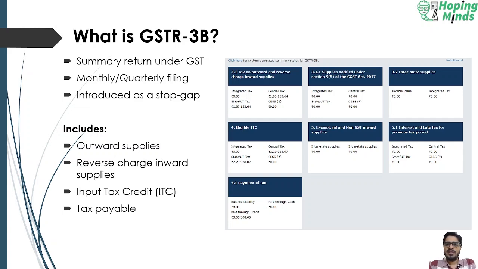So what does a GSTR-3B return include? It includes outward supplies details, then it also includes inward supplies falling under the reverse charge mechanism, then it contains the input tax credit data, and finally tax payable and paid by the taxpayer.